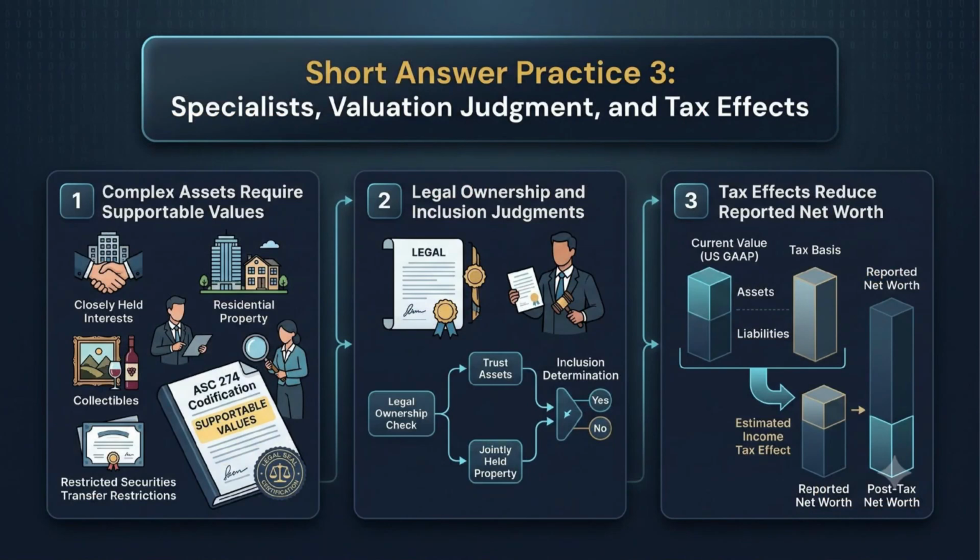For short answer 3, connect valuation judgment with tax effects. Specialist input may be needed for assets that are unique, restricted, privately held, or legally complex, such as business interests, real estate, collectibles, restricted securities, trusts, or jointly held property. Then explain the tax point. Estimated income taxes arise from differences between current values or amounts and tax bases, and that estimated tax effect reduces reported net worth. A strong answer shows both judgment and measurement impact.